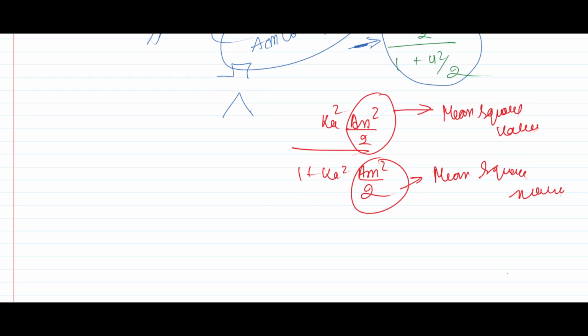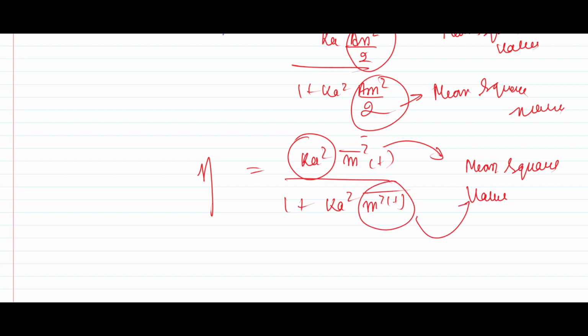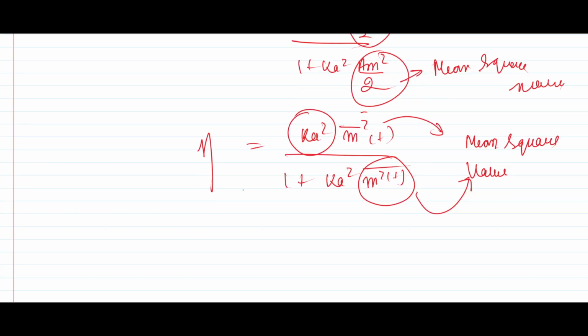So this can be the mean square value of anything. I'll write it as Ka squared times the mean square value of m(t), divided by 1 plus Ka squared times the mean square value of m(t). If you have any type of signal, you can solve it using this very easily. How? You have to write the efficiency as Ka squared times the mean square value of that particular signal. Similarly, 1 plus Ka squared times the mean square value of that particular signal, and the mean square value will be very easily calculated, and you must have been doing it in signals and systems.